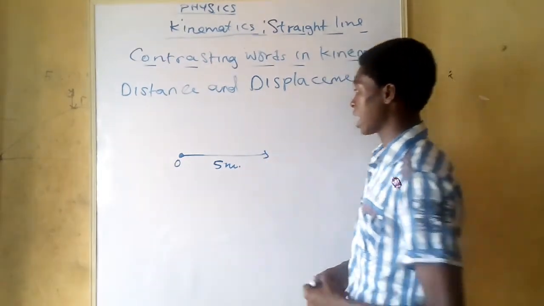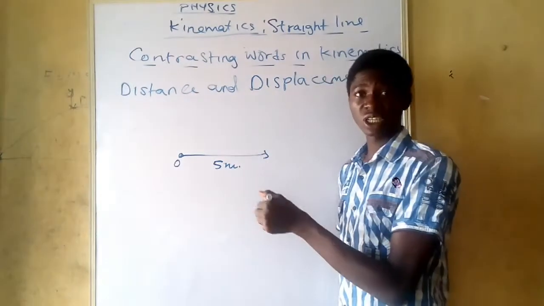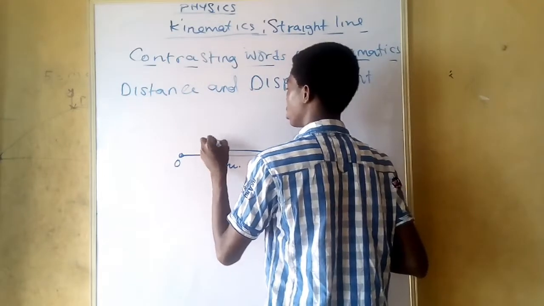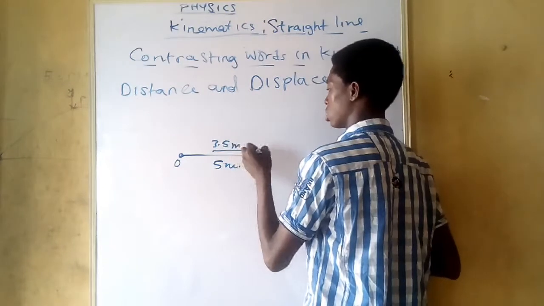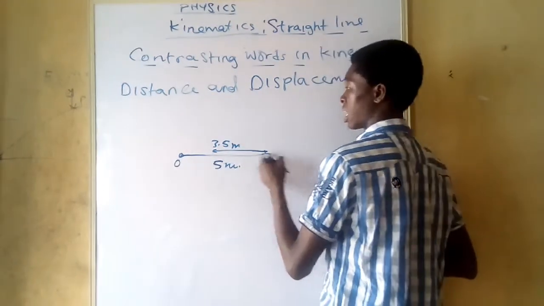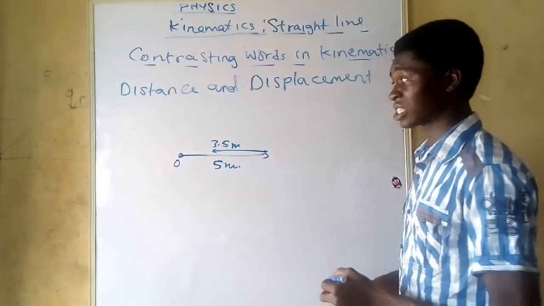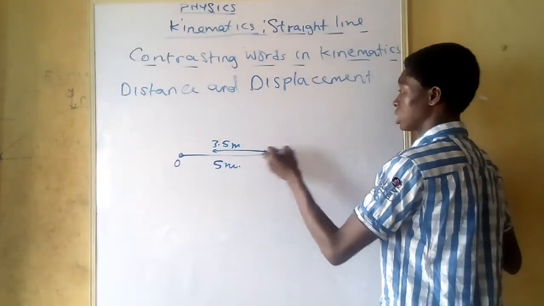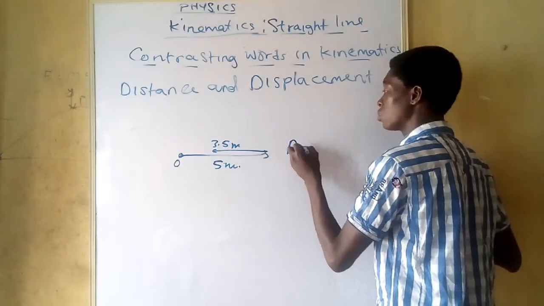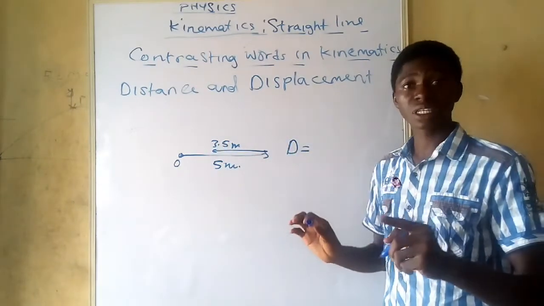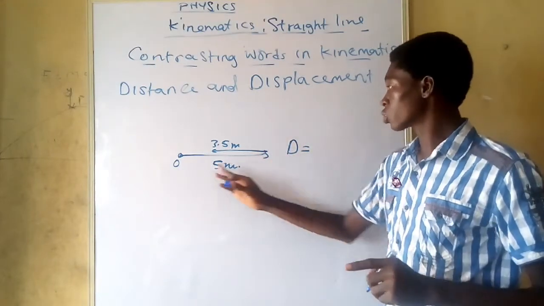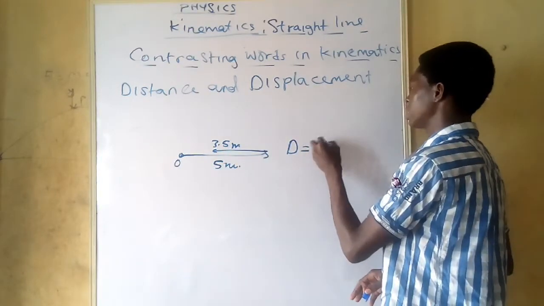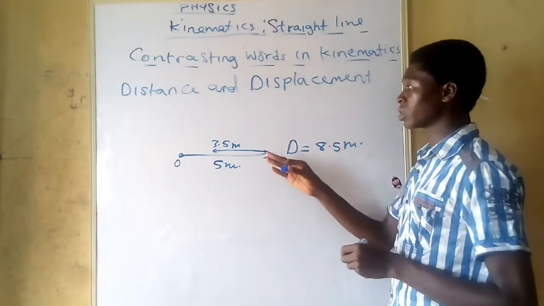Now, if I'm the one moving, and I move from here down to this place, I have moved a distance of 5 meters. But if I then move a distance of 3.5 meters backward, that is, I move down here, then I move back like this, what is the distance? And also, what is the displacement? The distance is the total space that I cover during the motion. So I moved 5 meters, then I moved backwards 3.5 meters. So that's going to be 8.5 meters, right? But what about the displacement?